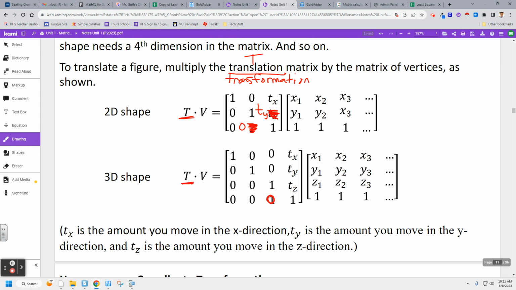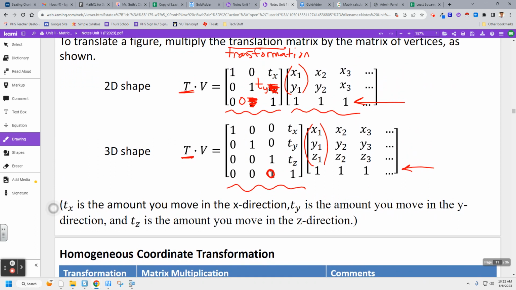T for translation, T for transformation, but this first matrix is how we tell it to move, how we tell it to change. And then the matrix of vertices, that's this, and you're going to add this row of ones at the bottom. So we see our XY point for a two-dimensional, or we see our XYZ point for a three-dimensional, and then we're going to add a row of ones on the bottom. Remember, up a little bit, it said add an extra dimension onto the matrix. That's what we're doing. Okay.